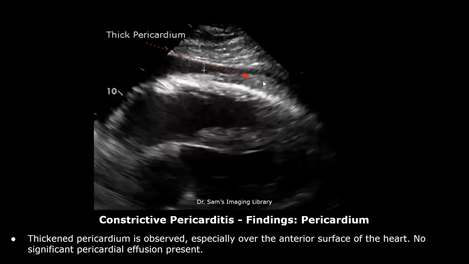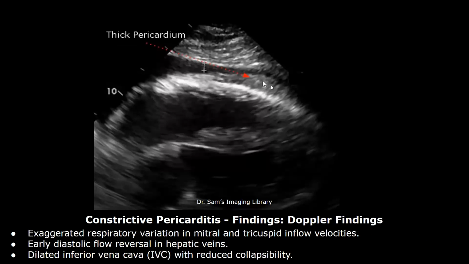These are the findings of the pericardium. Thickened pericardium is observed, especially over the anterior surface of the heart. No significant pericardial effusion is present. Here are the Doppler findings. Exaggerated respiratory variation in mitral and tricuspid inflow velocities. Early diastolic flow reversal in hepatic veins. Dilated inferior vena cava with reduced collapsibility.